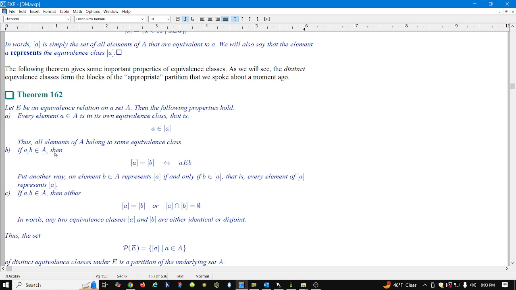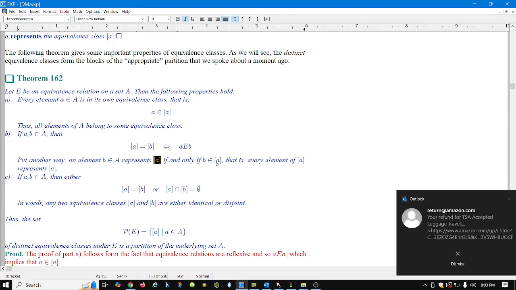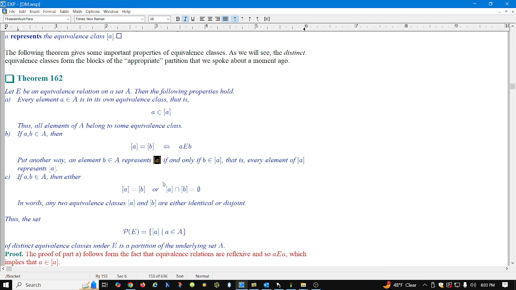If little a and b belong to the underlying set, then their equivalence classes are equal if and only if they are equivalent. Another way to put that is that an element little b represents the equivalence class generated by a if and only if little b is contained in that equivalence class. Every element of the equivalence class represents that equivalence class.